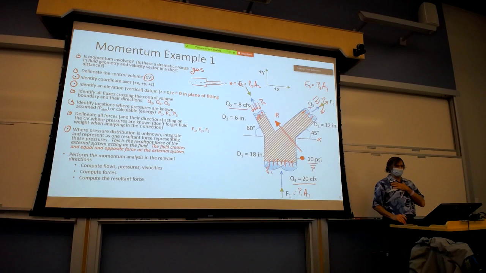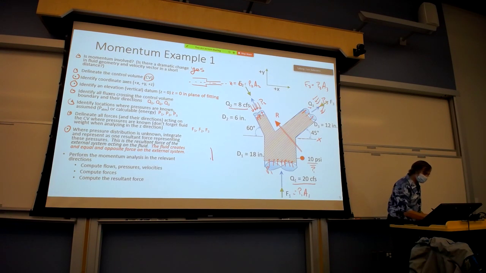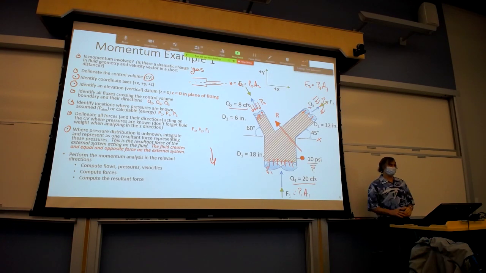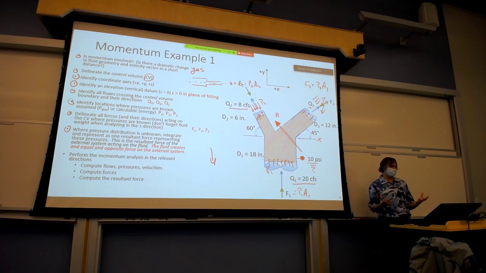I'm assuming it's upwards and to the left. That is an assumption. You can assume any direction you want. For example, you could have assumed that. It's going to come out in the wash. But there is a large portion of this control volume where we do not know the pressure distribution. And that's all being lumped into R.